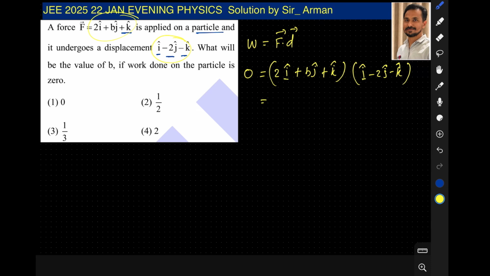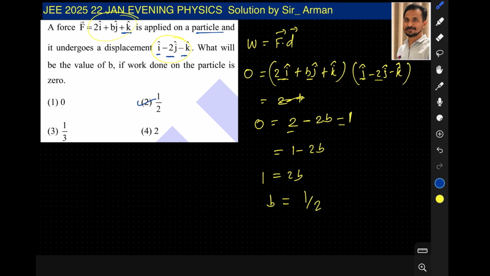Now हमें पता है कि i dot i is 1 और i dot j 0 हो जाएगा. तो 2i into i is 2 because i dot i is 1 plus Bj into minus 2j is minus 2B. So I can write here as 2 minus 2B, then minus, because k dot k is 1, right, and that is equal to 0. So here 2 minus 1 is 1, right. So here I can write 1 minus 2B, so 1 equals 2B, or we can write B equals 1 by 2. So the correct option is option 2.